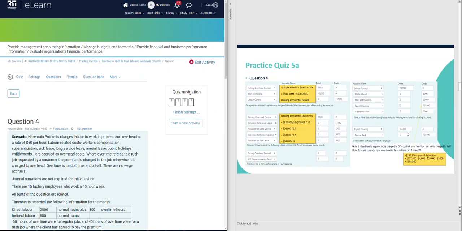Next, let's look at question 4. So question 4 looks at the journal largely relevant to payroll again, and this time it's recorded against factory overhead control. And we've sort of looked at this question. This is part of the example question that we looked at in class as well. So let's look at the scenario.